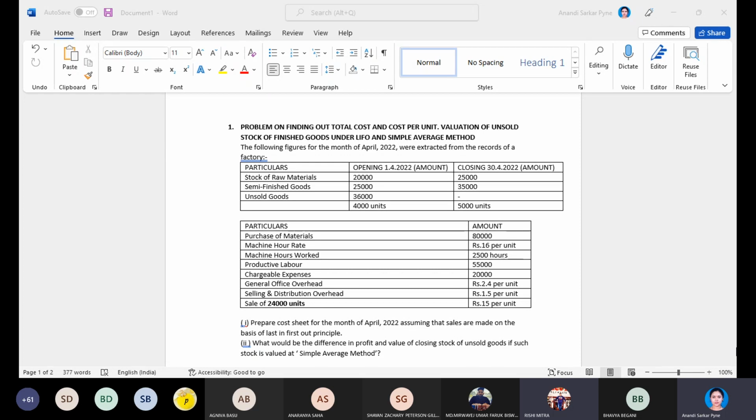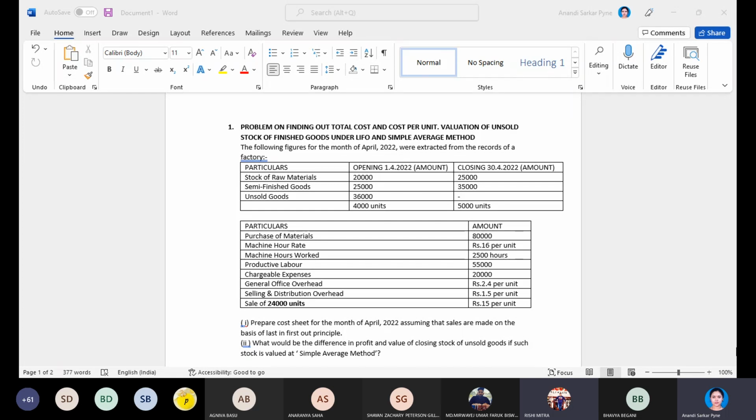Along with it, we will be adding the opening stock of finished goods, that is 36,000, and we will be deducting closing stock of finished goods. Now there is a twist in calculation of closing stock of finished goods. Why? Because as Bhavya was also pointing out, 36,000 by 4,000 is 9, but it came 9.6 when we were doing as per LIFO method. So we will do a simple average.